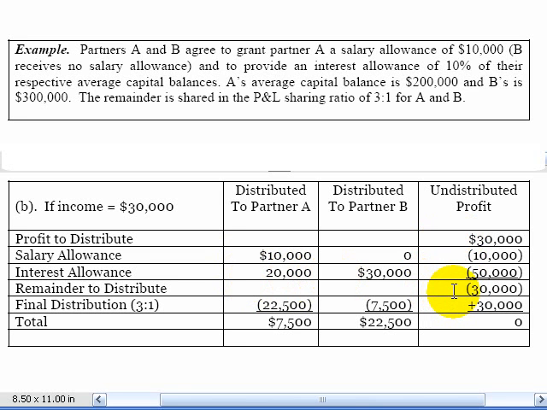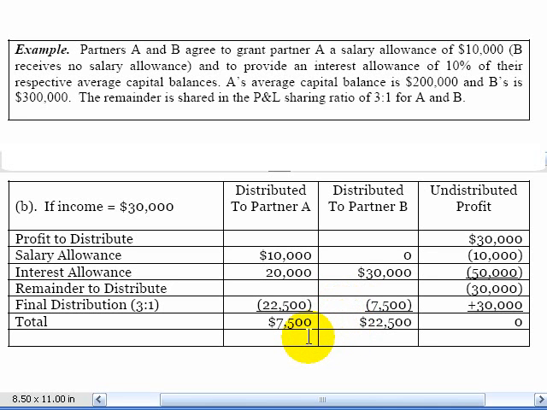What do we do with the negative $30,000 remainder? Well, it's divided between the partners in the same P&L sharing ratio, 3-to-1. And 3/4 of the negative $30,000 means that partner A will be charged with 22,500 of that negative remainder, and partner B receives only 7,500 of the negative remainder. So adding everything up, partner B receives 22,500 of the 30,000 in profits, and partner A only receives 7,500.